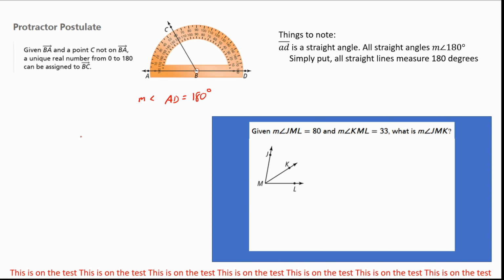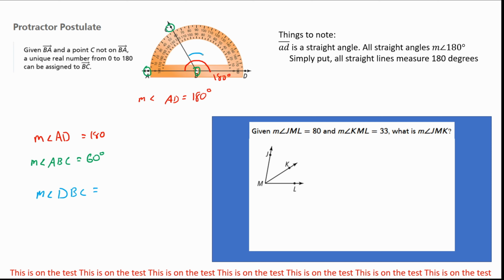And the reason we need to know that information is similar to our segment addition postulate. If I know from here all the way to here in red is 180 degrees, and I'm given something like the measure of angle ABC is equal to 60 degrees, and I'm asked to find the measure of angle DBC, but it's not overlaid on a protractor like this, then I can use the protractor postulate.